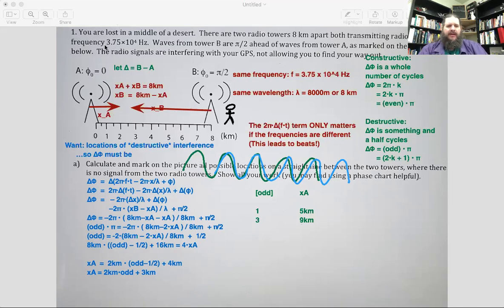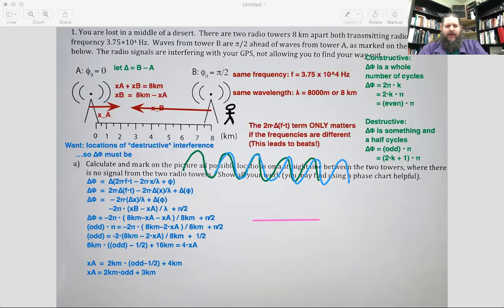So we should negate this idea. 3 does not work because 9 kilometers is outside the region we're talking about. And if we plug in 5 or 7 or 9, we just get further outside the region, so we can't use larger odd numbers. But we can go further in the negative direction. What's the next odd number before 1? -1? Yeah, we can use negative odd numbers.